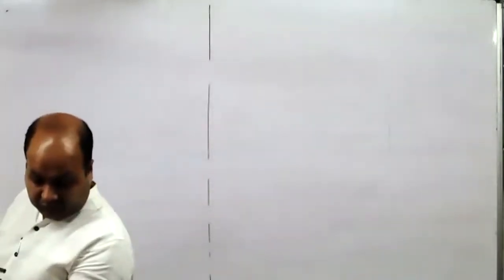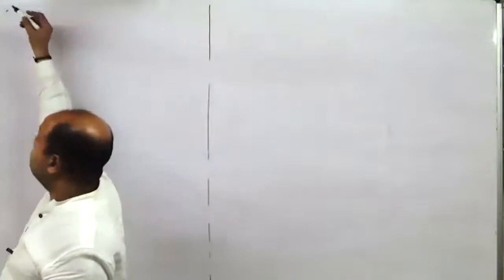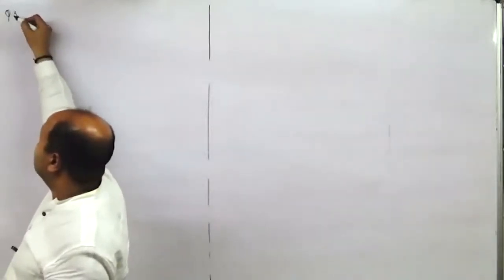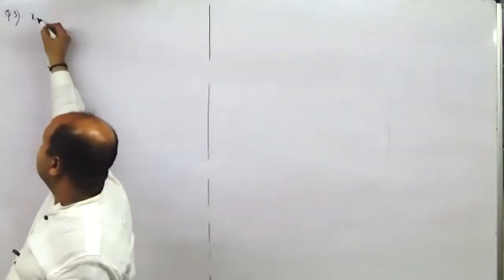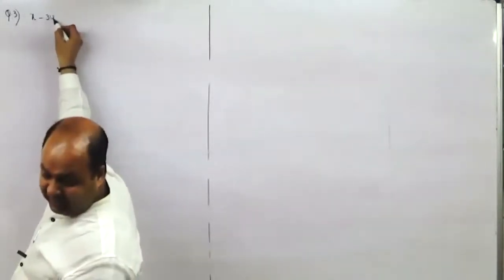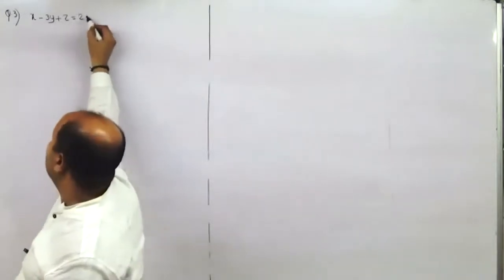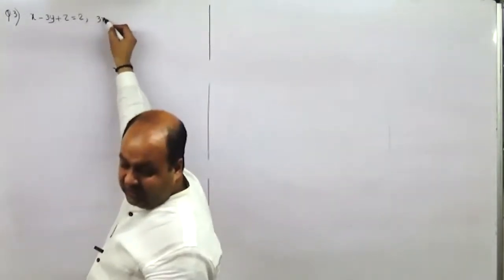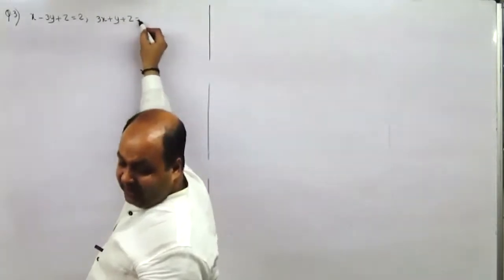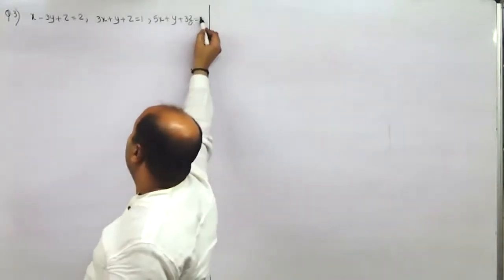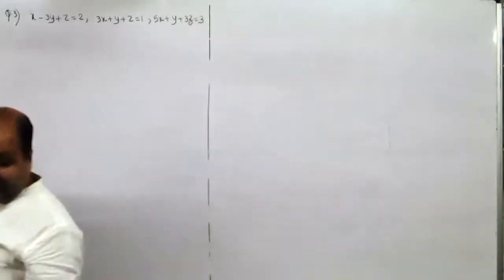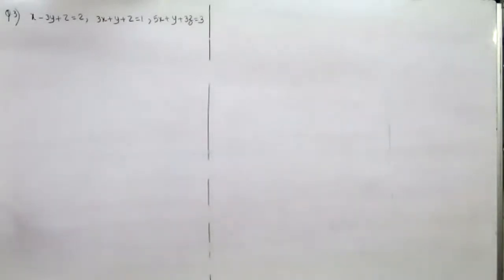Solve by method of reduction. Question 3. Now, this is the easiest one. X minus 3y plus z equal to 2. This is 3x plus y plus z equal to 1. 5x plus y plus 3z equal to 3. And they have asked you to solve it by method of reduction. How do you solve it by method of reduction?